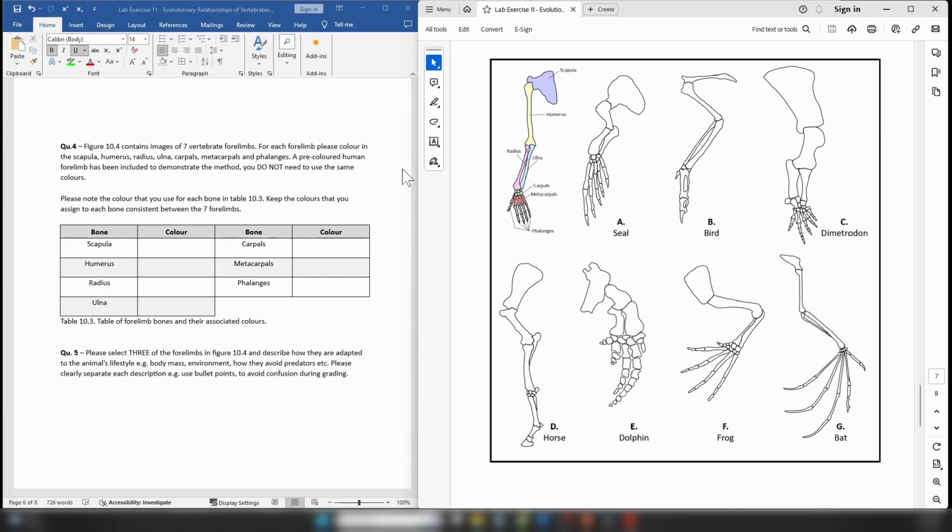Okay. Another quick point, you do not need to use the same colors that I used for the human forelimb. That's just an example. You are allowed to use whatever colors you have available. So even though it may not look like it, each of these forelimbs will share the same bones. So you should be able to find each of these 7 bones in each of these forelimbs.